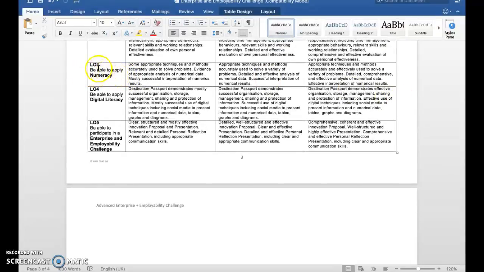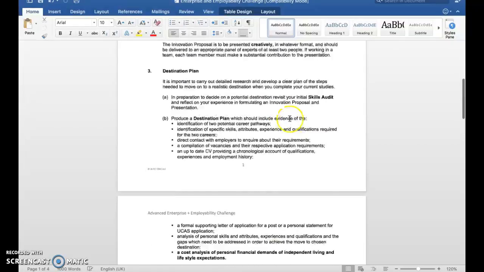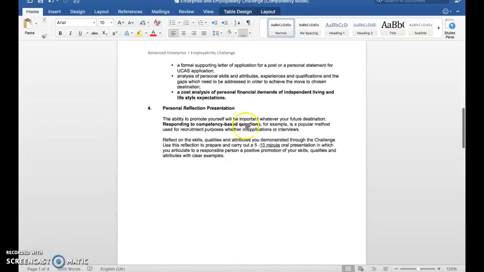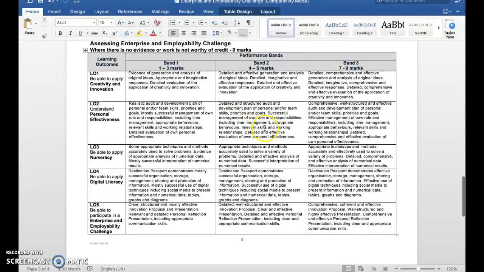Okay, part 3, Learn Outcome 3 is the first time we've introduced some numeracy. So we've got level 3 numeracy. So 3 areas that we're looking at: appropriate techniques and methods accurately and effectively used to solve a variety of problems. Okay, so the financial report will have a variety of problems, and there'll also be a fair bit of finance in the cash flow and profit and loss areas up here. So that's where number work comes in, basically. So we'll be looking for numeracy throughout there.